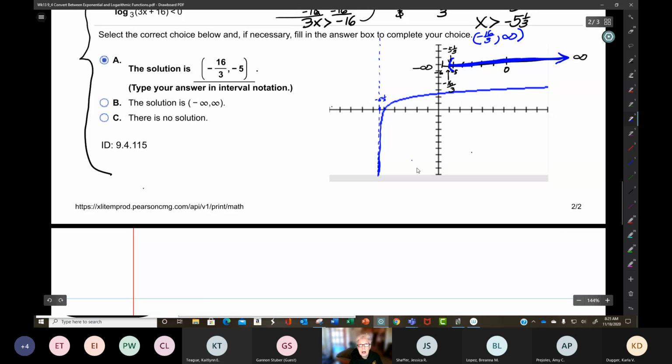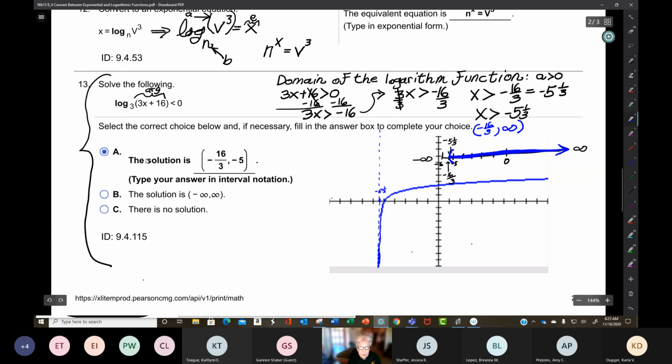Now, what we're trying to find, let's get back to the problem now. This is what the graph looks like. That's the whole graph. So this would be the graph of f of x equals log base 3 of 3x plus 16.